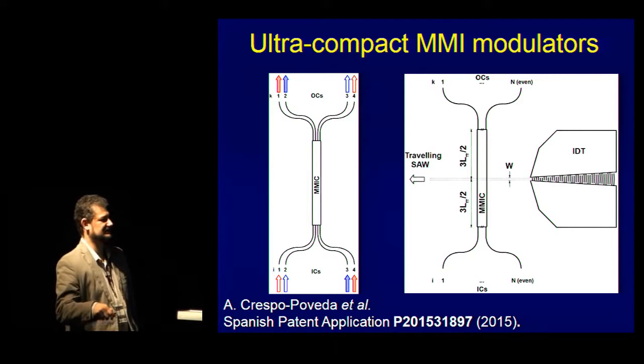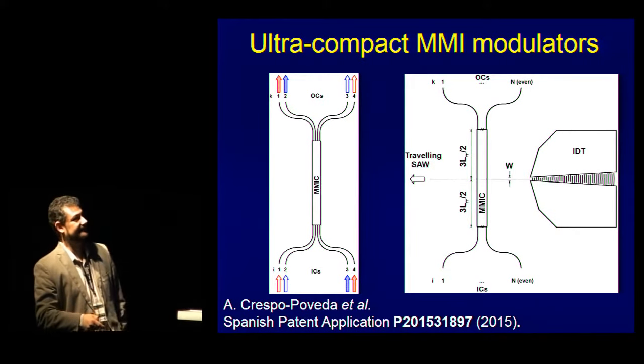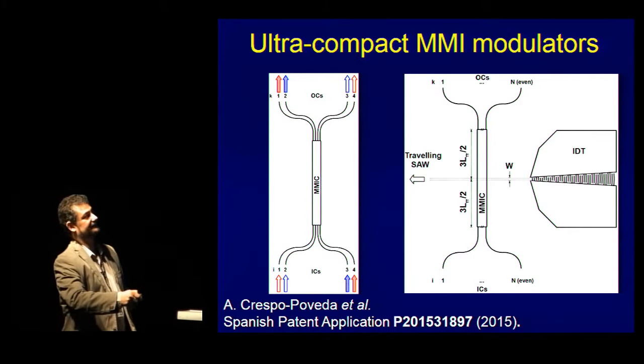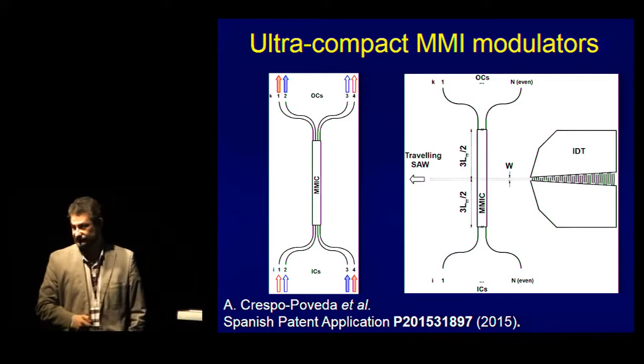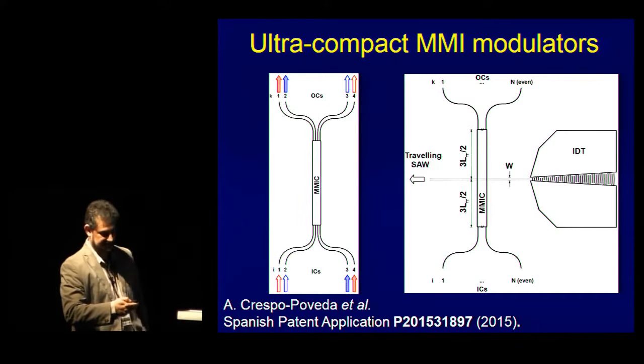Actually, this is a little bit outdated because now the Spanish patent is already granted, so we have a different number here, but I didn't update the slide, sorry. In this way, we can have multiple ports coming out of the MMI, and we can switch the light between two adjacent ports using our approach, but it's much smaller now because we modulate inside the MMI.